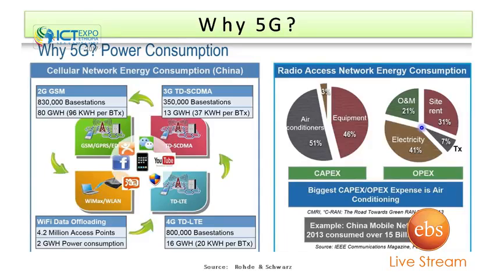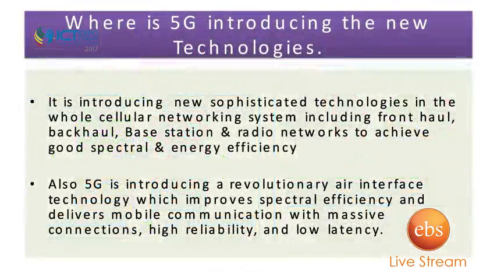Now take a look at the technologies being introduced. Where are they being introduced? In the overall cellular system. It could be the backhaul, fronthaul, base station, and the radio networks, to achieve good spectral and energy efficiencies. There is a formula here. Please take a look at this very quickly because I'm running out of time. Otherwise, my intention was to explain all this. In this formula, we can understand that the signal bandwidth and number of channels need to be increased to get higher capacity. There is also something called the signal to noise ratio. If there is time, I'll discuss this later.